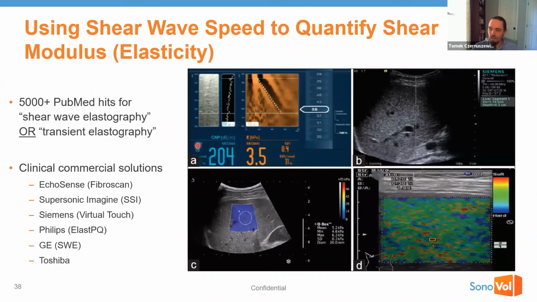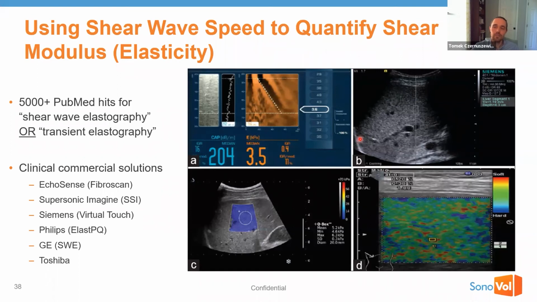And as I mentioned, these systems have really dominated the clinic. There's a whole host of commercial technologies. If you do a PubMed search for shear wave elastography, transient elastography, or magnetic resonance elastography, which is the third one that I didn't do here, you'll get over 5,000 PubMed hits. It's hugely impactful and utilized not only for liver disease, but a whole host of pathologies: cancer, kidney disease, et cetera. It's a really powerful technology.